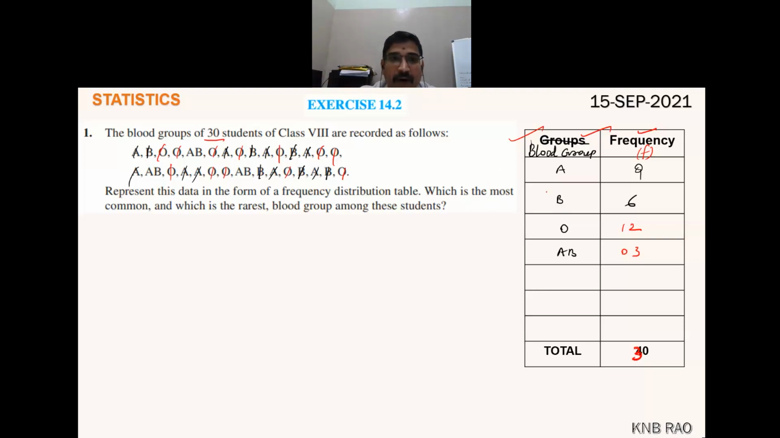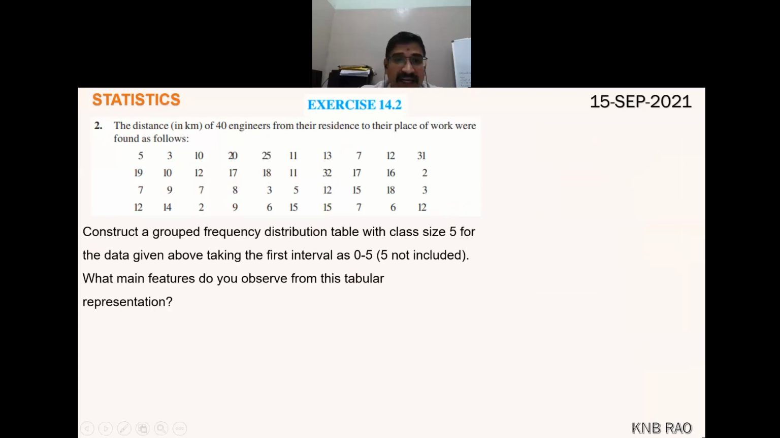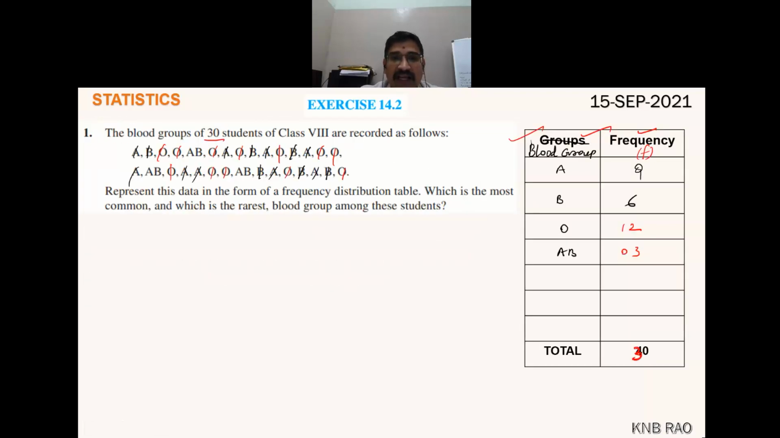And what type of frequency distribution table is it? Sir, raw data frequency. Yes, for raw data. Next, sir, the rarest is AB group and the most common is O group. You are right. Correct, so you are now interpreting the table. Now you know how to represent this in a bar chart, and if you want a pictograph, and what to interpret and all.